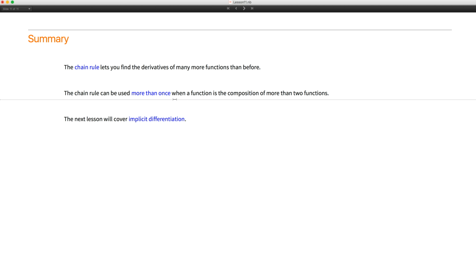So those two statements summarize the lesson, but today's lesson is probably the most difficult one in our series so far. So do review it carefully, look at the exercises, and make sure you're ready for the next lesson, which is on implicit differentiation.